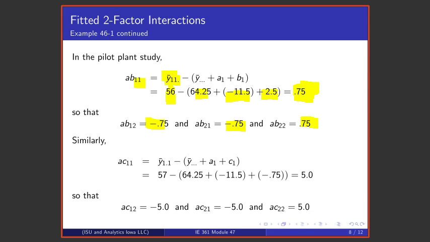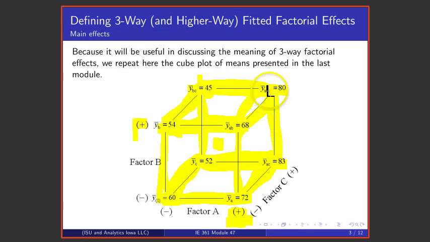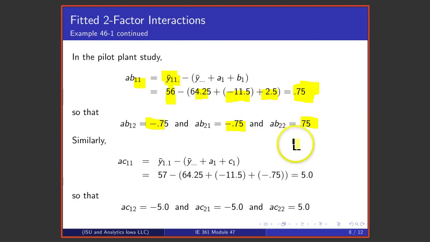If I want to talk about AC interactions, well, that would correspond to taking this cube and collapsing it, averaging it top to bottom. So for example, if I want to talk about A at its low level, C at its low level, that would be y bar averaging 54 and 60, or an average of y bars 54 and 60. And averaging 54 and 60, you get 57.